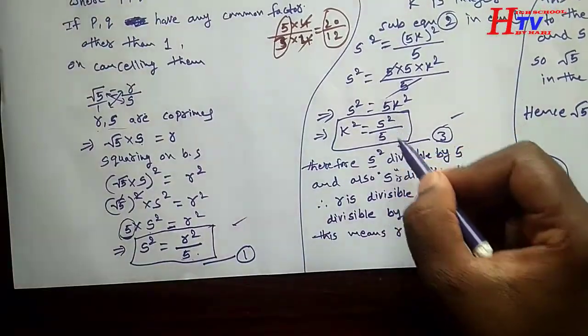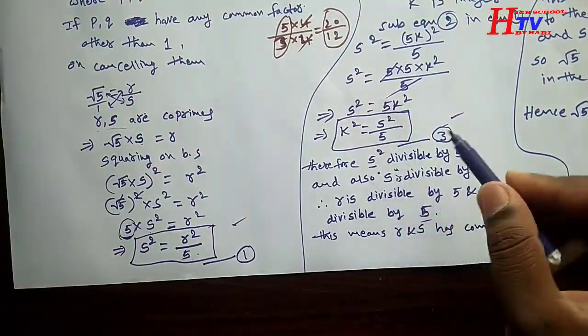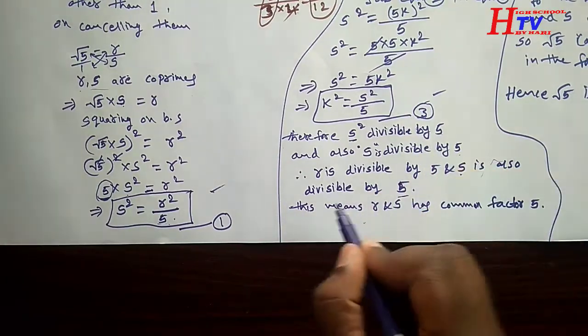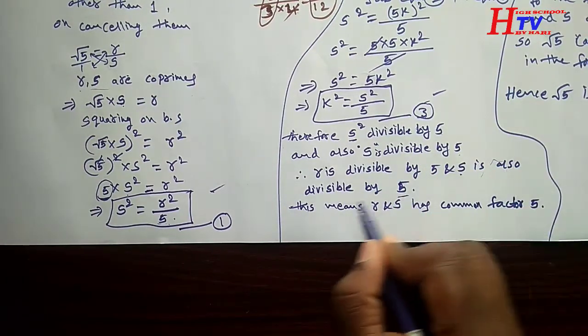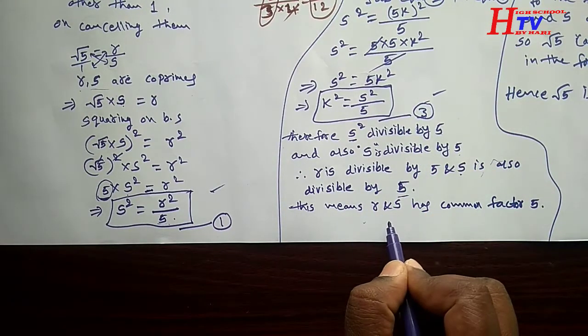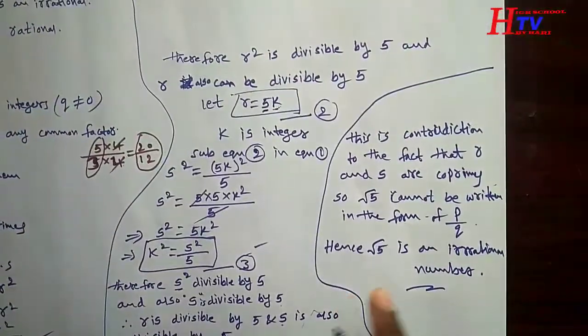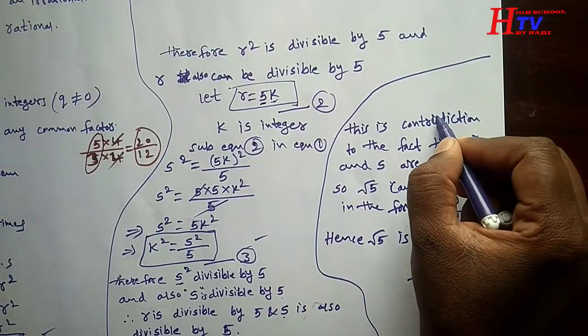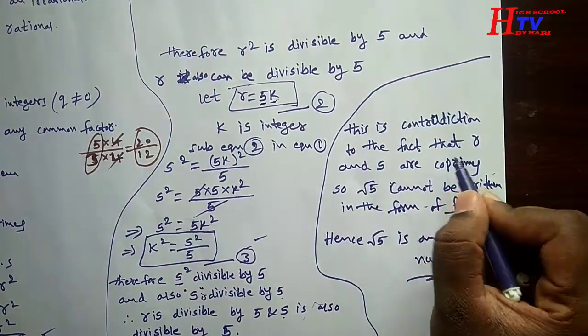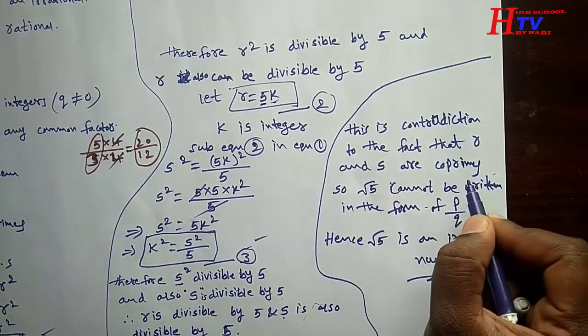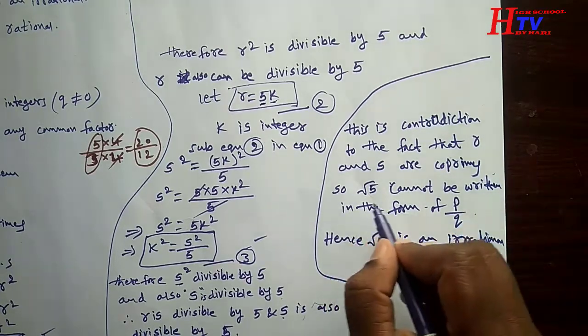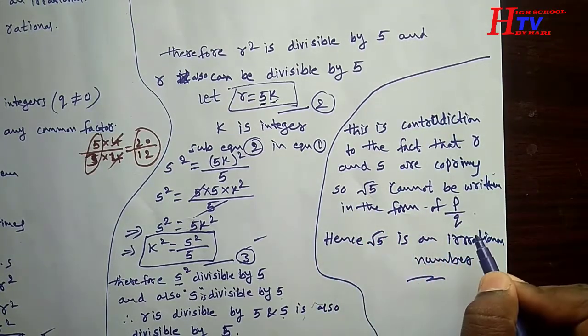Here s is also divisible by 5 and s square is also divisible by 5. From equations 1 and 3, r is divisible by 5 and s is also divisible by 5. This means r and s have common factor 5. This is a contradiction to the fact that r and s are co-primes. So root 5 cannot be written in the form p by q.